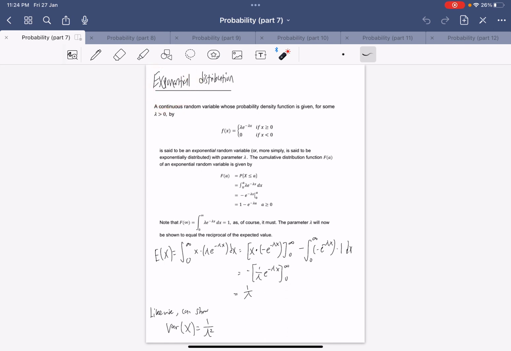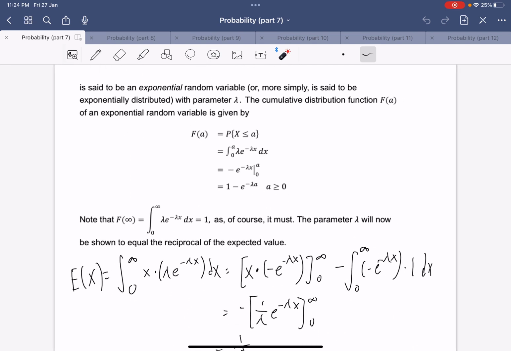The exponential distribution is a random variable with a probability density function, so PDF, of lambda e to the power of minus lambda x, where x has to be larger than or equal to 0, and everything else, f(x) will just be 0. As a result, you can find the cumulative distribution for the exponential, which is the following over here, where you just integrate from 0 to a of the PDF, and you get the following result: 1 minus e to the power of minus lambda a.